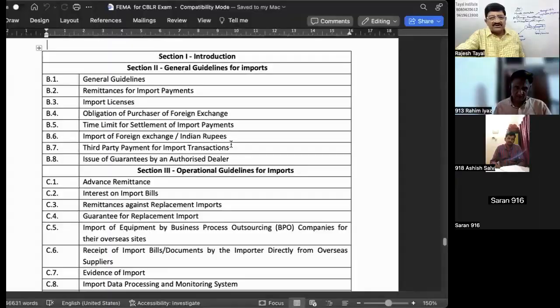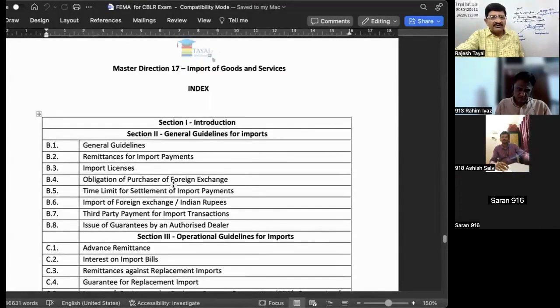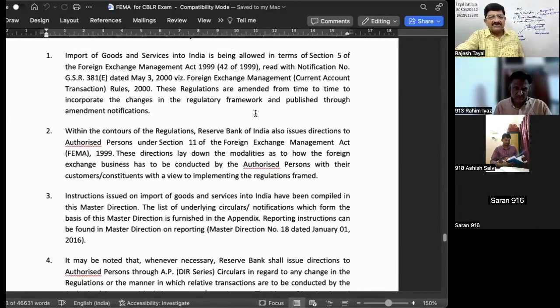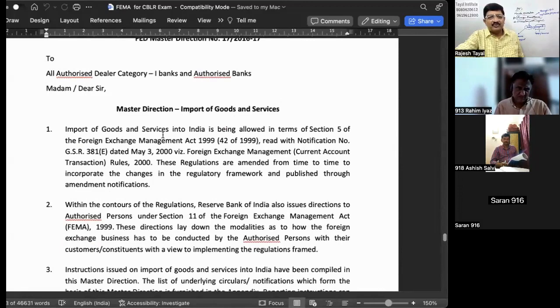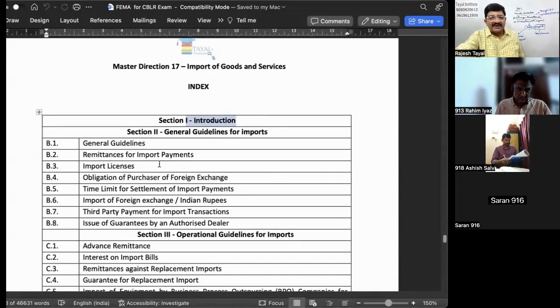Now taking you to this circular. Now you see this. Section 1 is not relevant at all because section 1 is the introduction. So this is the introduction. This is not to be read at all. Directly we are starting from point B.